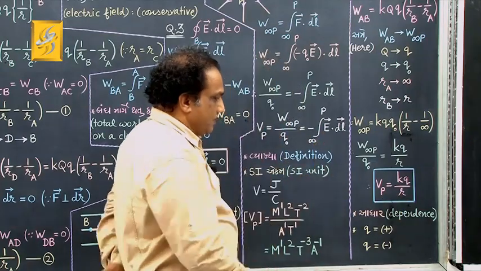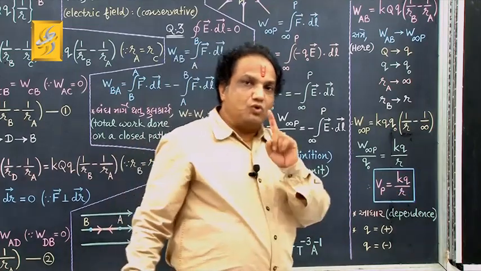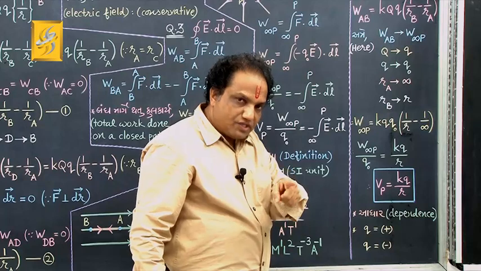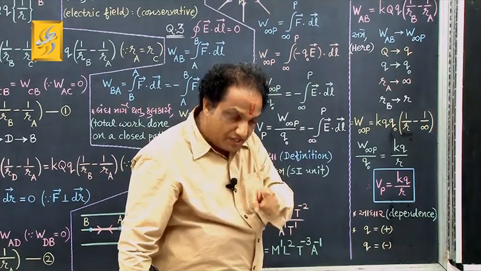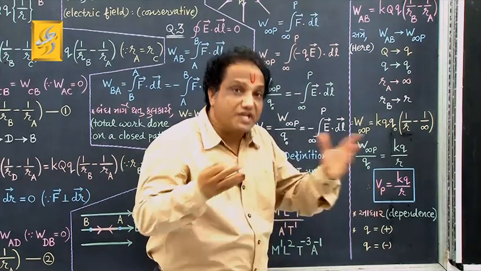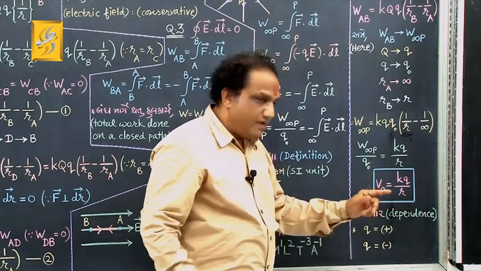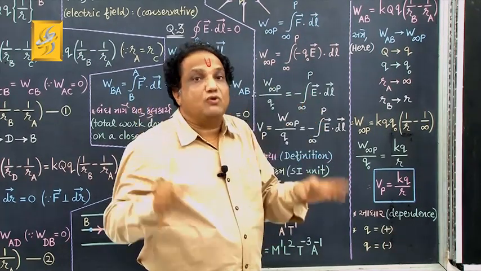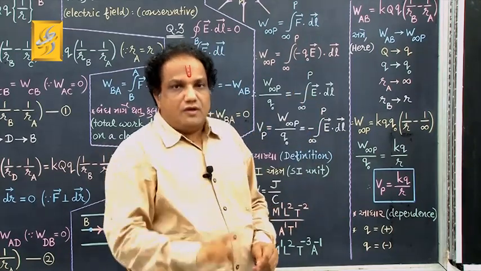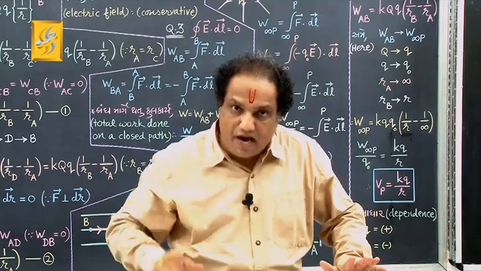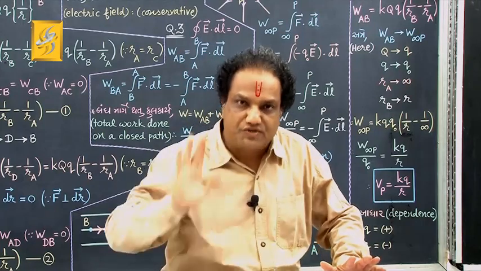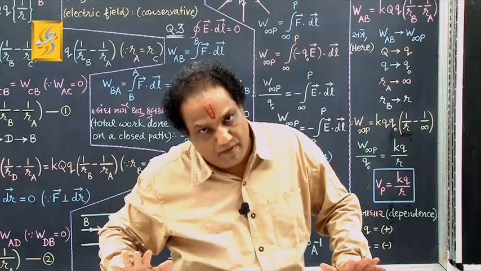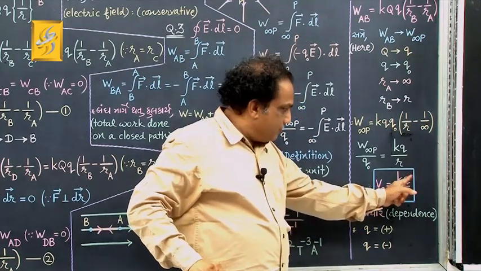One more thing: this small q is the source charge, but the source charge can be positive or negative. If q is positive, then at all the points inside the electric field surrounding the positive charge, the values of electrostatic potential are positive. But if q is negative, then Vp will be negative, for all the points in the electric field surrounding the negative charge. Remember, if q is positive, Vp is positive; if q is negative, Vp is negative.